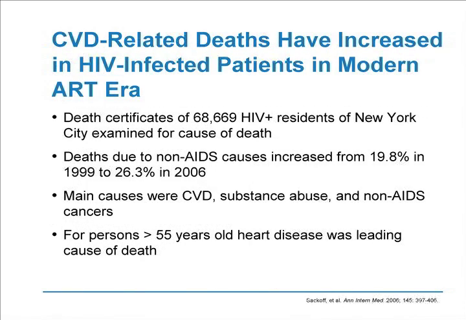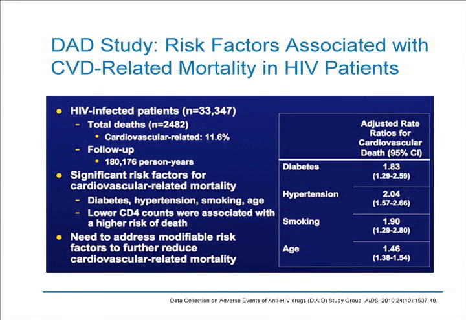If you look specifically at cardiovascular disease in New York City, a fairly recent paper examined the death certificates of almost 70,000 HIV-positive residents of New York City and found that deaths due to non-AIDS causes increased from around 20% to over 26% over a 6 or 7 year period, and that for persons greater than 55 years old, heart disease had become the leading cause of death in HIV-positive patients in New York City. The DAD study recently published an analysis of risk factors associated with cardiovascular disease-related mortality and found that some of the standard risk factors such as diabetes, hypertension, smoking, and increased age increased the risk for cardiovascular-related death. But the HIV-specific aspect was that lower CD4 counts were also associated with a higher risk of death, indirectly supporting earlier initiation of therapy to avoid a lower CD4 nadir.